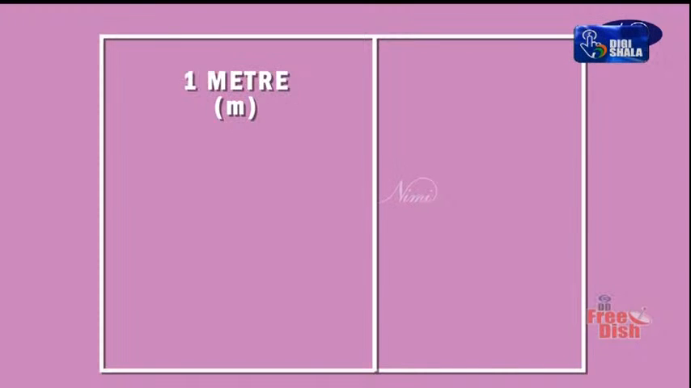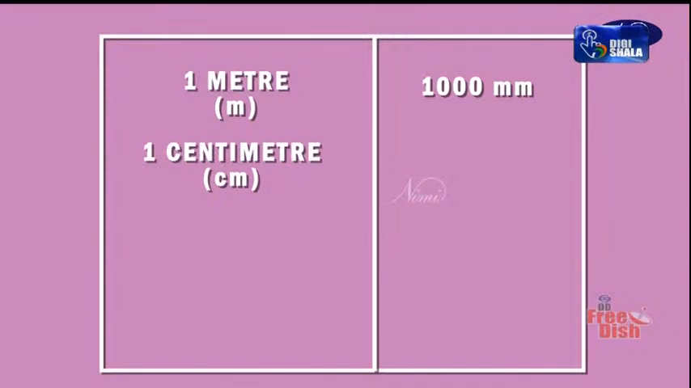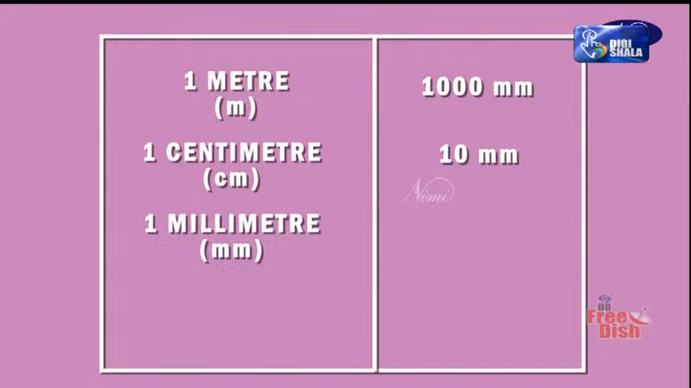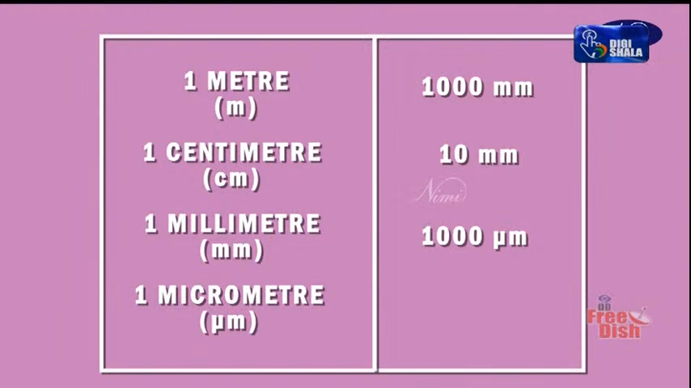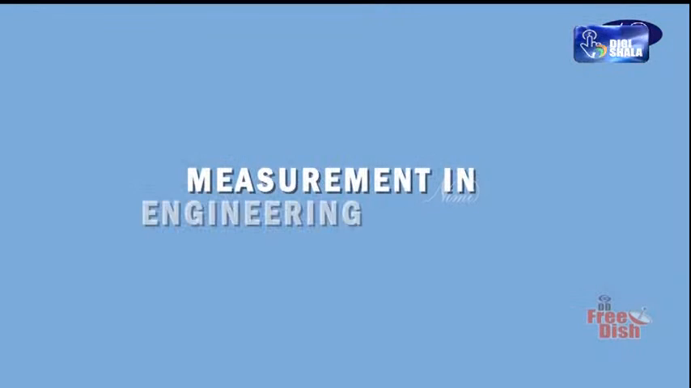1 meter equal to 1000 millimeter. 1 centimeter equal to 10 millimeter. 1 millimeter equal to 1000 micron. 1 micrometer equal to 0.001 mm.